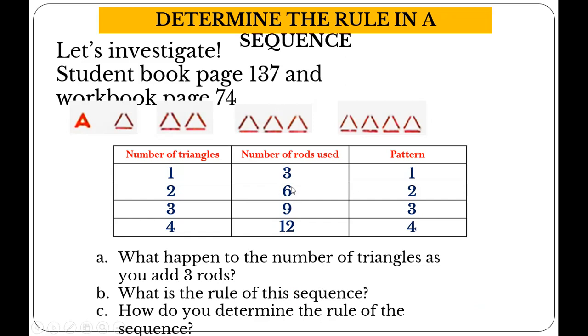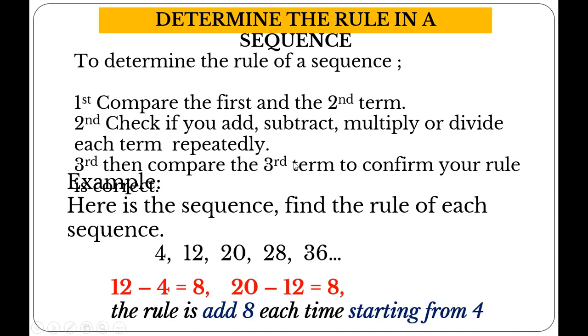Do you remember? Yes, we are going to subtract the first and the second. So 6 minus 3 is 3. So the rule of the sequence is we add 3 rods each time. Okay? Just remember how we find the rule. We subtract the first pattern from the second pattern. Okay? Now, let's have a look here.